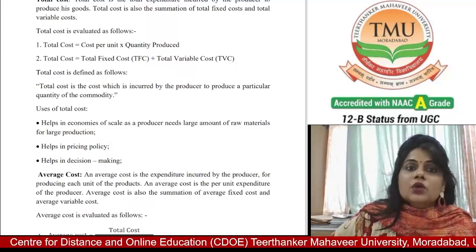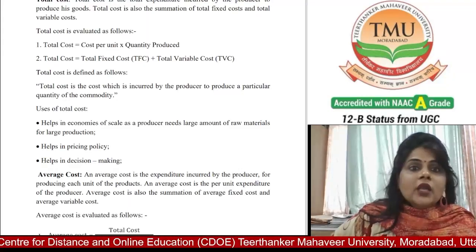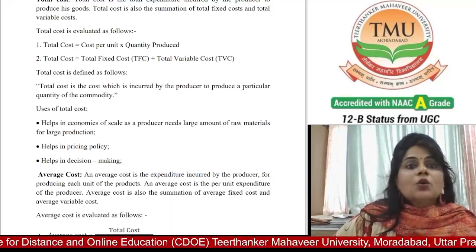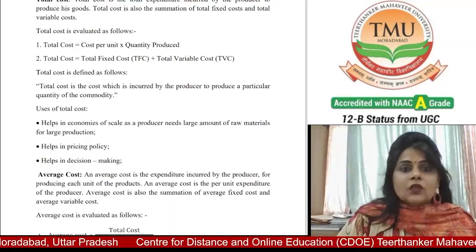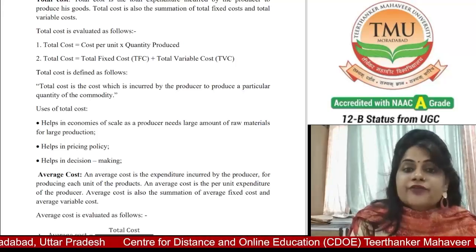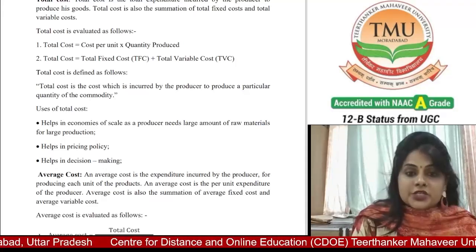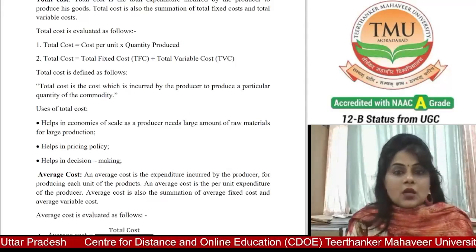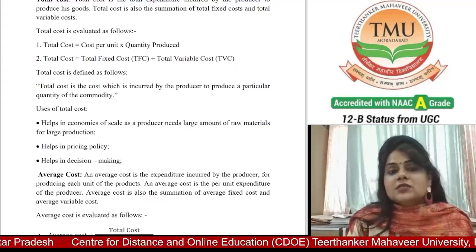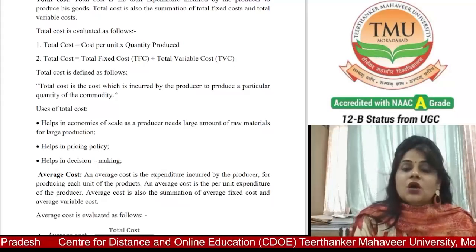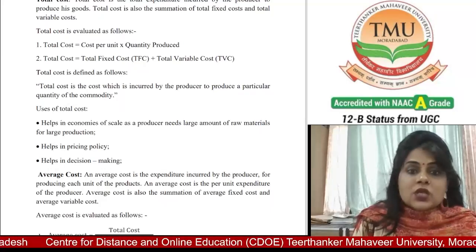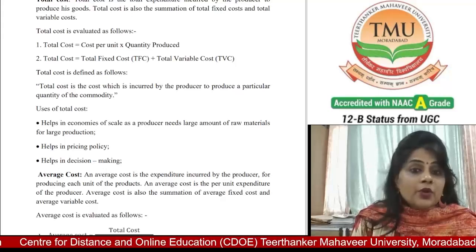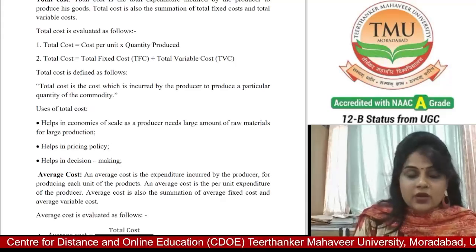Total cost is equal to cost per unit multiplied by quantity produced, and you can also say total cost is total fixed cost plus variable cost. So we can say the total cost refers to the overall cost of production, which includes both fixed and variable components of the cost. In economics, the total cost is described as the cost that is required to produce a product. Total cost is composed of two components, which are fixed cost and variable cost.